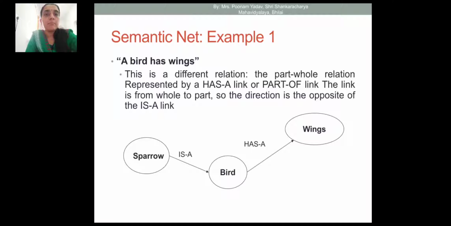Here is an example. Bird has a wing. So bird is an object or entity and wing is another entity. The bird is connected with wing by a has relationship. Bird has a wing, so the arrow goes from bird to wing. Another statement is sparrow is a bird. Sparrow is another entity which has an is-a relationship with bird. So sparrow is a bird and has wings. So here we can conclude that sparrow has wings.